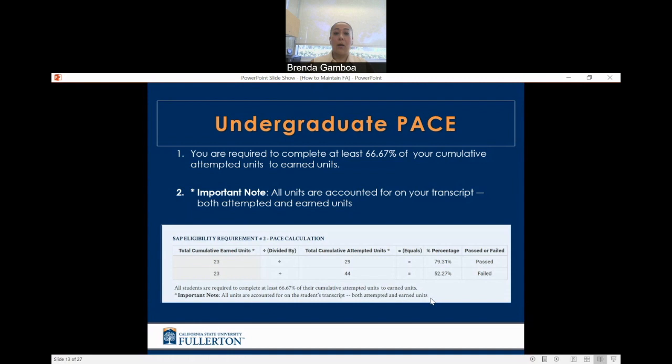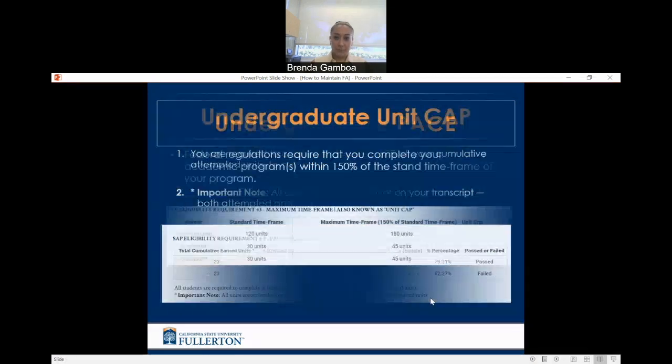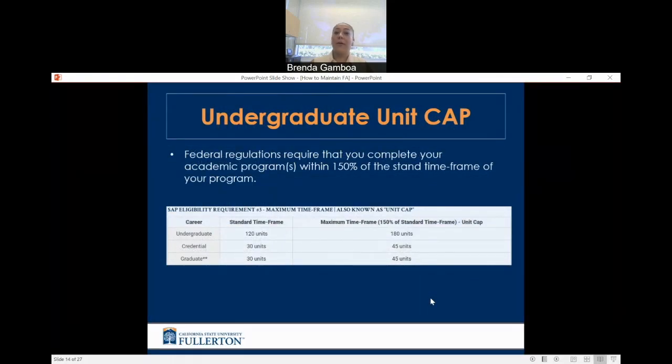Keep in mind that all units are accounted for on your transcript, both attempted and earned. When it comes to the unit cap, federal regulations require that you complete your academic program within 150% of the standard time frame of your program. So as an undergraduate, in order to get your degree, you need to complete 120 units, but you're able to take up to 180 units. If you are over 180 units, you are not within the standard unit cap, meaning you are no longer eligible for financial aid.